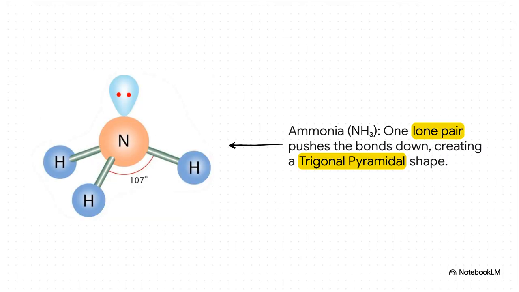Take a look at ammonia, NH3. The nitrogen in the middle has 4 electron domains in total. 3 are bonded to hydrogens, but 1 is a lone pair. Now, you can't see the lone pair in the final shape of the molecule, but boy, can you feel its effects. It acts like a powerful invisible force field, pushing down on those 3 bonds and squeezing them together. The shape we see is called trigonal pyramidal, and that bond angle gets compressed from 109.5 all the way down to about 107 degrees. The perfect geometry gets distorted.